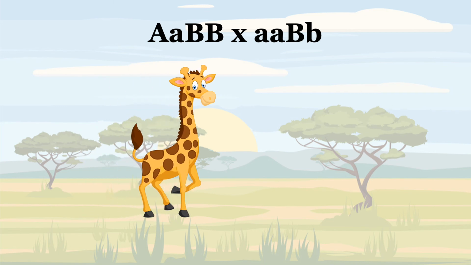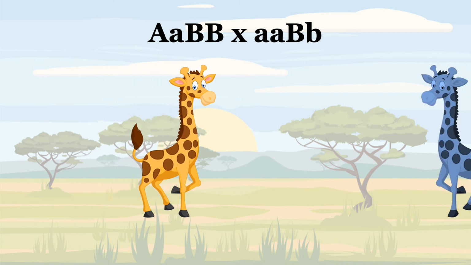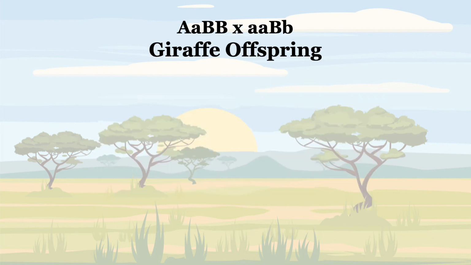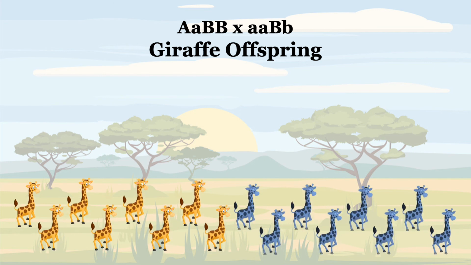Now let's cross a yellow giraffe with the genotype big A, big B, with a blue giraffe that has the genotype little a, big B, little b. We have 8 yellow giraffes with the dominant A allele and 8 blue giraffes missing the dominant A allele but having the dominant B allele. None of the offspring were purple since they did not have both recessive alleles at each locus. The phenotypes show half yellow giraffes and half blue giraffes.